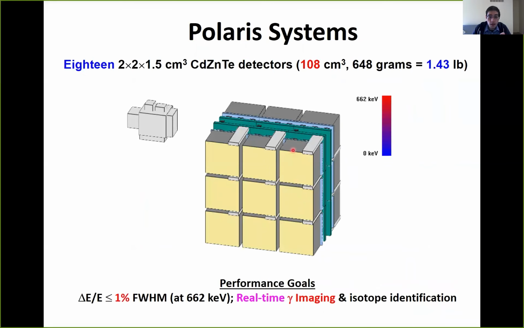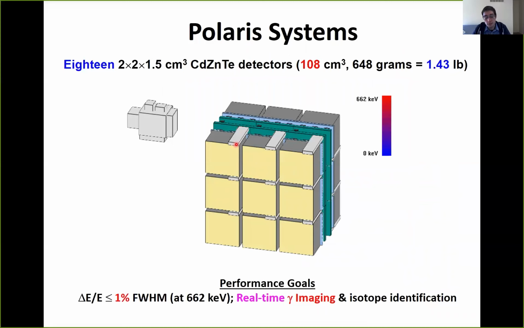This is the Polaris system, which is the old analog system. And there are 18 crystals in there. So there are 2 arrays of 9. And there is over half a kilogram worth of CdZnTe. Each one is 2 by 2 by 1.5 centimeters cubed. So it's 6 centimeters cubed. It's about yay big, just to show you for an idea.